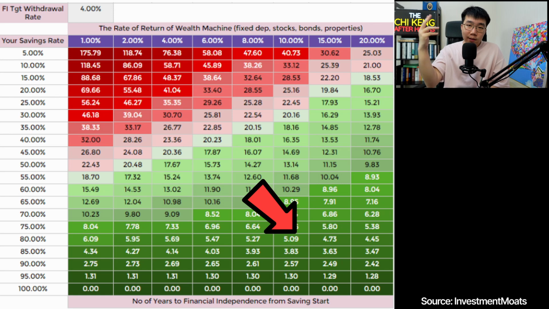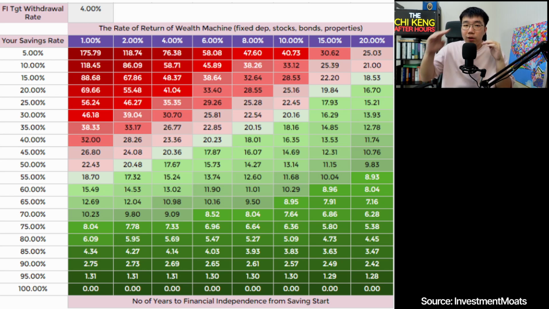Intuitively, if you have a high savings rate and a high rate of return, you can achieve financial freedom rather quickly, as denoted by the green areas. However, I think the more interesting takeaway is this. When you pitch the two different factors against one another, savings rate versus investment rate of return, one is clearly more impactful than the other in terms of shortening the time towards financial freedom.